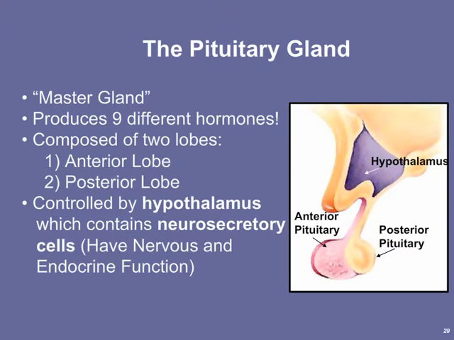So let's go take a look at the pituitary gland. The pituitary gland is also known as the master gland because it secretes over 9 different hormones. It is composed of 2 lobes, an anterior lobe, that is a lobe that faces closer to the face, and the posterior lobe, or a lobe that's closer to the back of the head. In general, the anterior lobe tends to be larger and hang lower than the posterior lobe. Both lobes are controlled by the hypothalamus, which contains special cells called neurosecretory cells. These cells have both an endocrine function and a nervous function. That is, they transmit nerve impulses, but also secrete hormones.